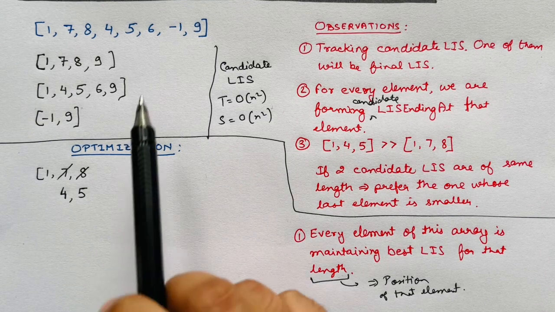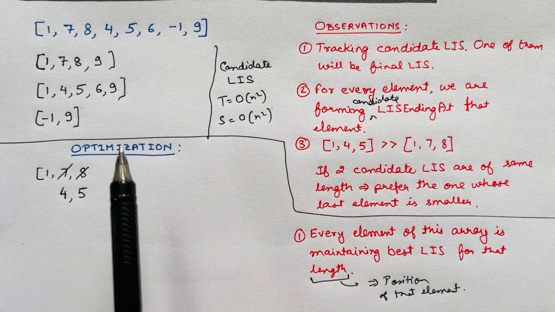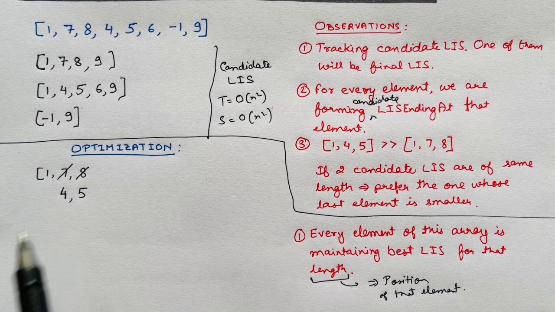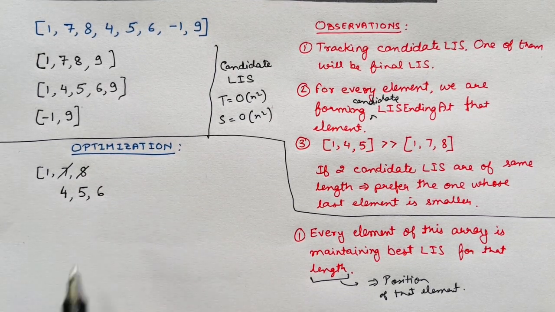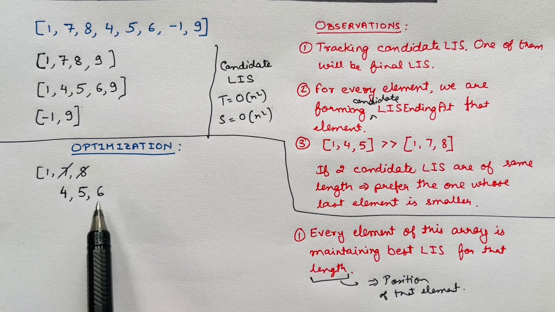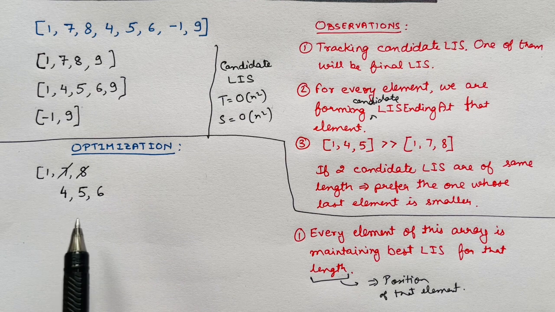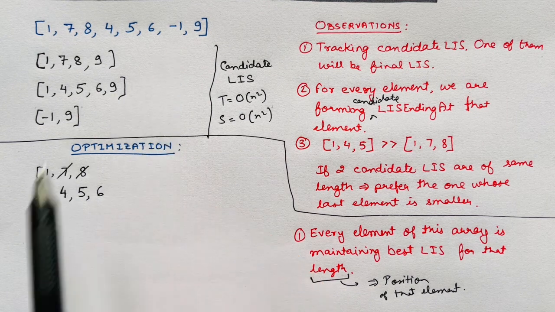Now we encounter 6. With 6, the LIS ending at 6 becomes 1, 4, 5 and 6, which is of length 4 that we don't have so far in the array. So we add here 6. Now this array has elements 1, 4, 5, 6, and this denotes that the best LIS of length 4 is the one that ends at 6. And the length of the LIS that we are looking for so far is 4, which is the length of this array.